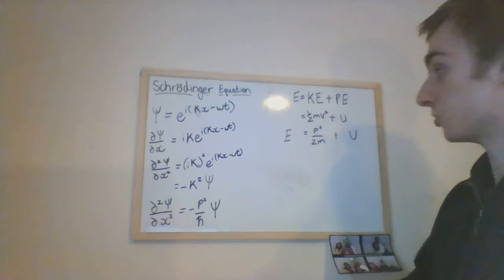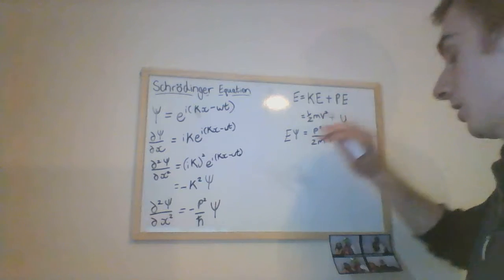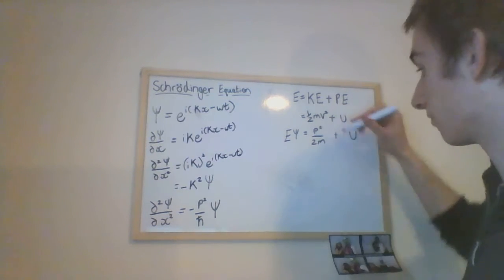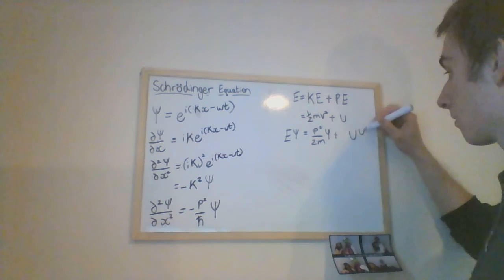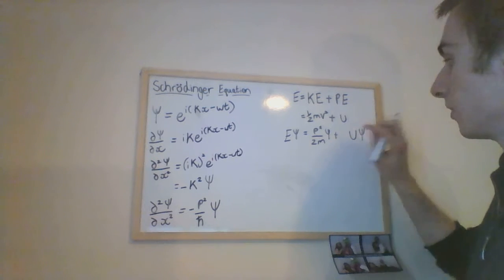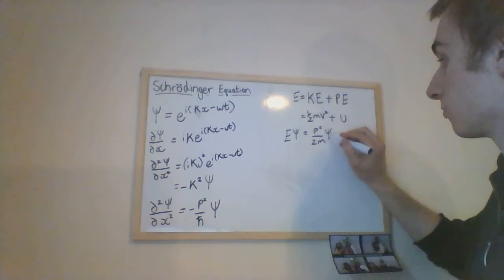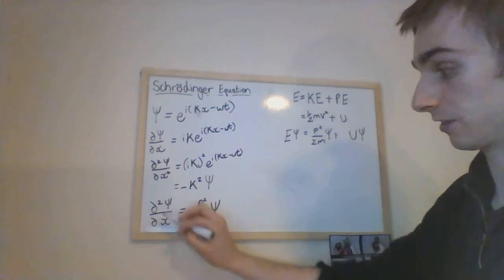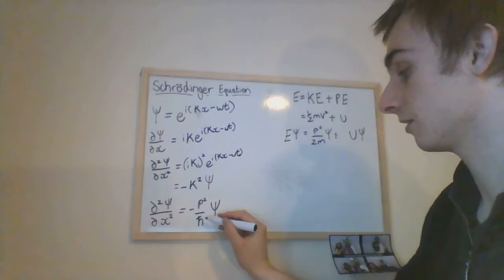is just multiply the whole thing by this guy, the wave function. There we are. But this guy, momentum squared times the wave function, it looks kind of like this here. So let's sub that into here.